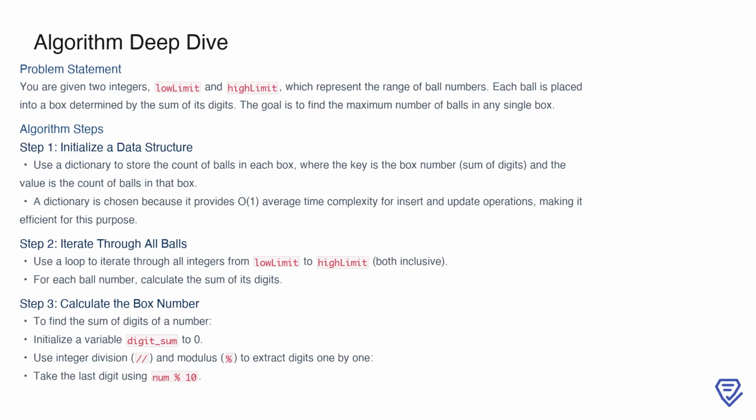This choice is intentional because dictionaries in Python allow for fast and efficient insert and update operations, typically in constant time. Next, we iterate over all the ball numbers in the specified range. For each number, we calculate the sum of its digits, which will serve as the box number. This sum of digits is the key idea that helps us group balls into their respective boxes. Calculating the digit sum is straightforward and forms the foundation for the next steps in the algorithm.